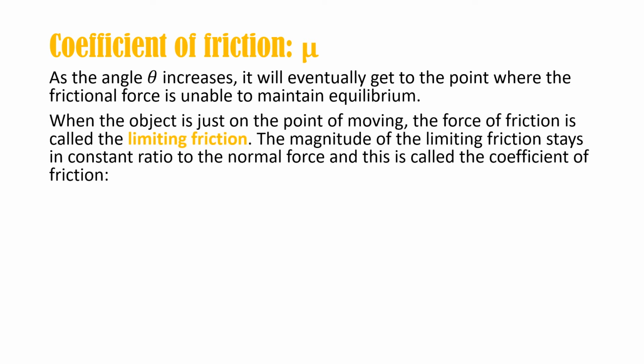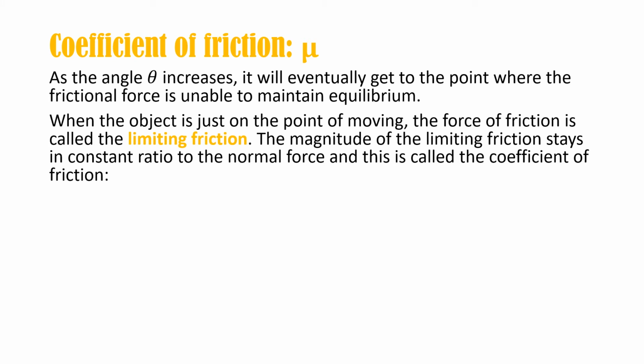So when that box is just about to slide down the incline, the friction at that particular point is called the limiting friction. It's the friction that is limiting that box from moving. Just because the box is sitting doesn't mean we're at that point. We could increase the angle more and the box still won't slide. It's only when we reach that limiting friction point that the box will start sliding down the incline.